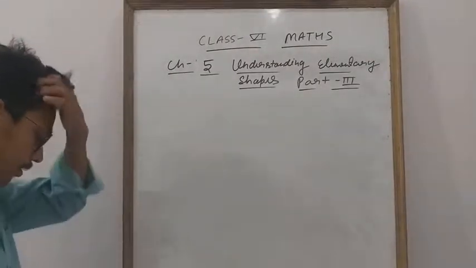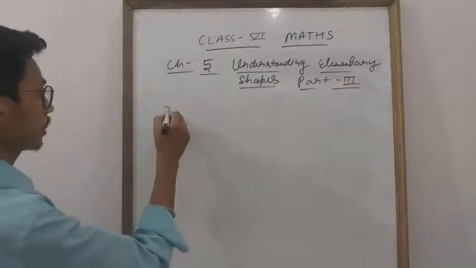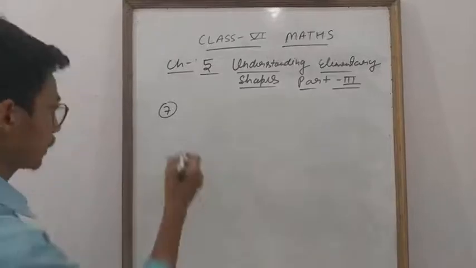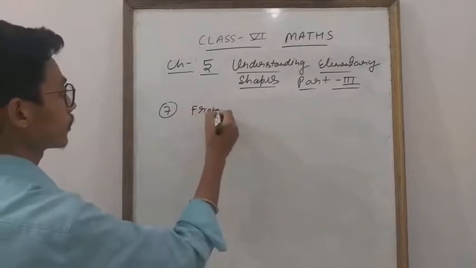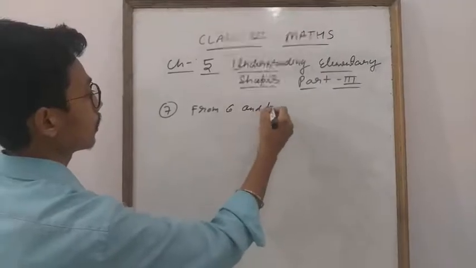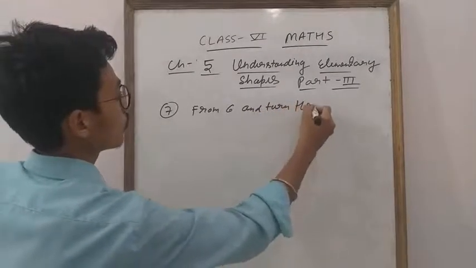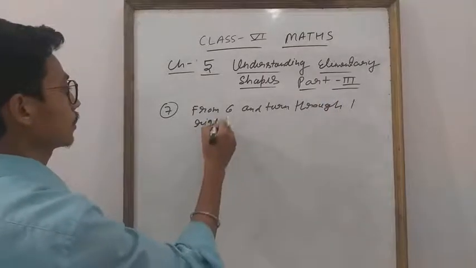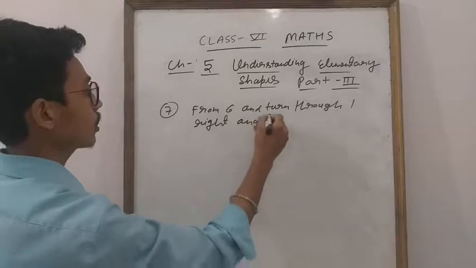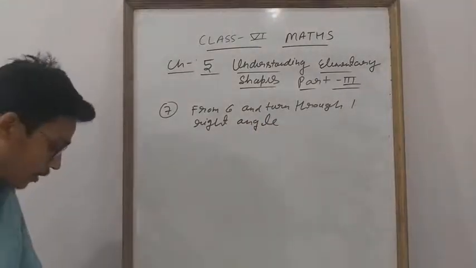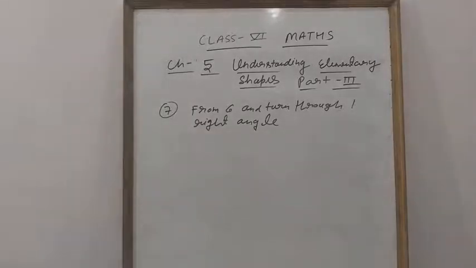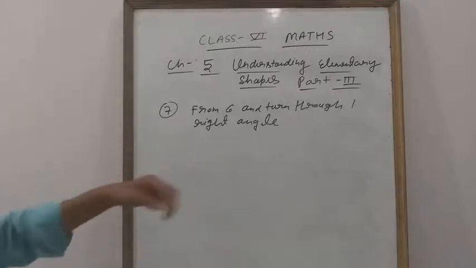Where will the hour hand of the clock stop if it starts from 6 and turns through one right angle? See, again you have to find out time. It is given from 6 and turn through one right angle. The hour hand of the clock stops, it means you have to find out simply the time. Let us start from 6 and turn through one right angle.